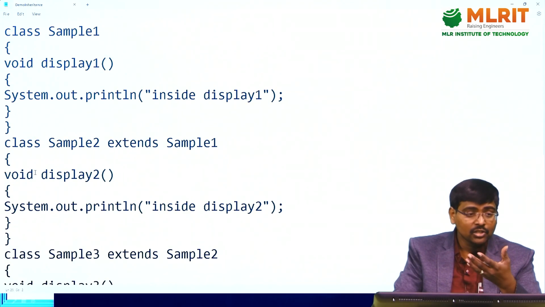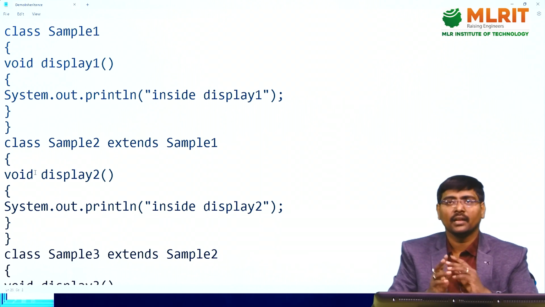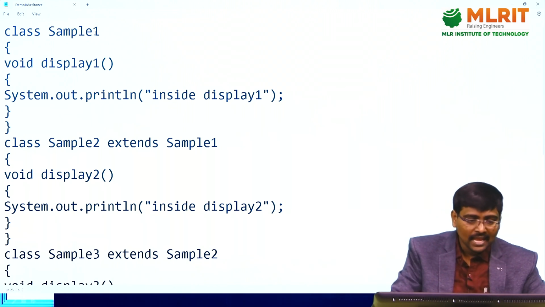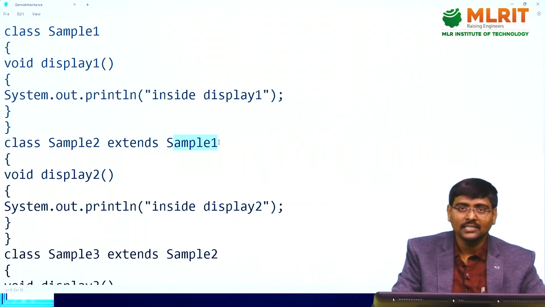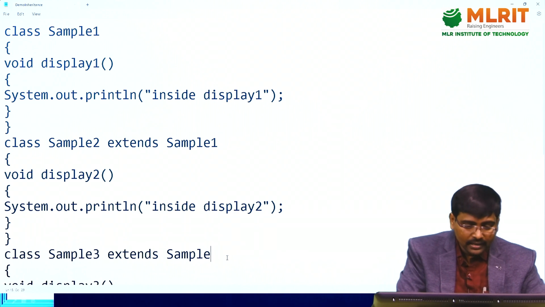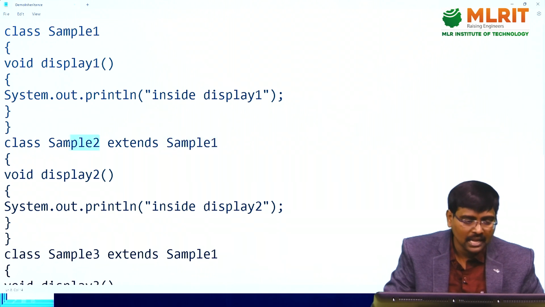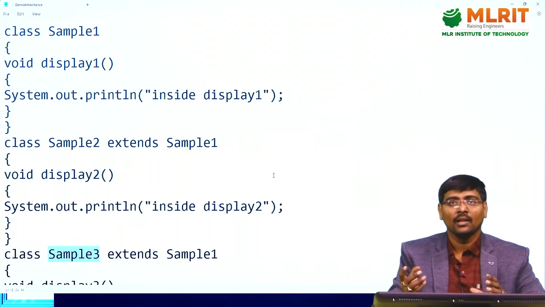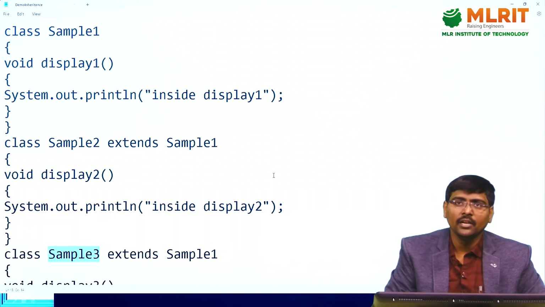Now the next one is hierarchical inheritance. What is meant by hierarchical inheritance? One parent, multiple children. See this one. Assume sample1 is the parent, sample2 is the child. Here I wrote sample1, and here I wrote sample1. Now what happened? Sample1 is the parent for sample2, and sample1 is the parent for sample3. Now is hierarchical inheritance achieved or not? One parent, multiple children. Now for which class do I need to create an object?